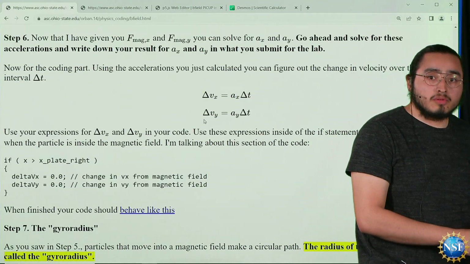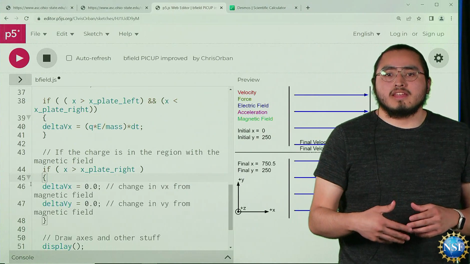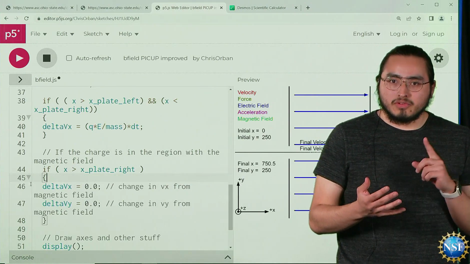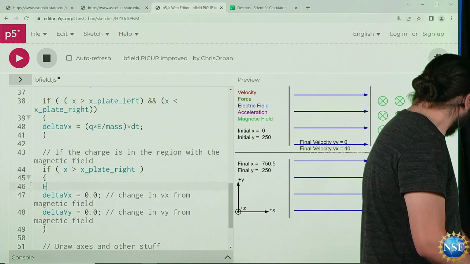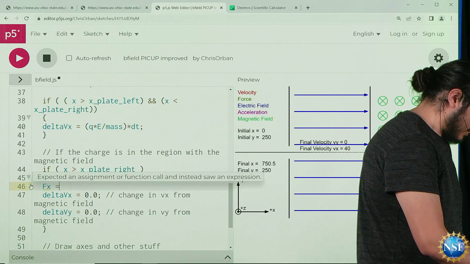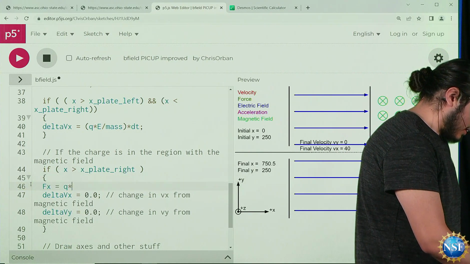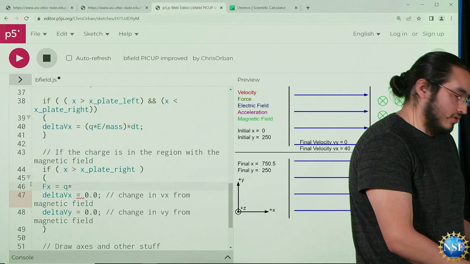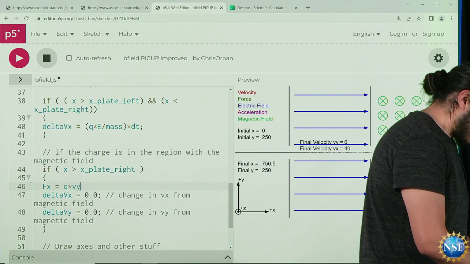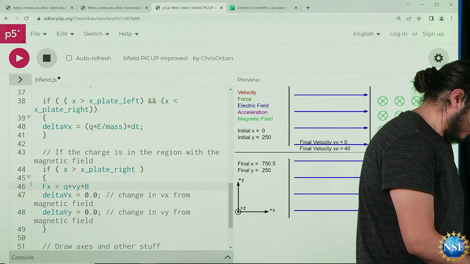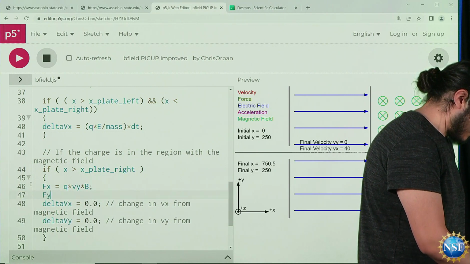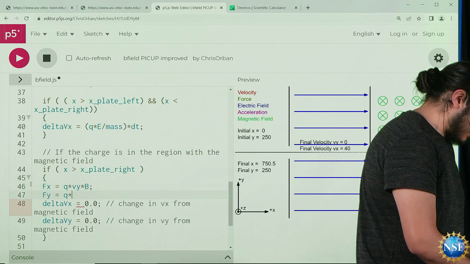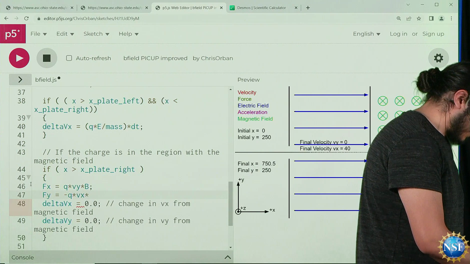So now let's go to our code and we'll put that in. We're going to write these in, but to make things a little clearer, we're going to define variables for the force in the x direction and for the force in the y direction. And so here we get Fx is equal to q, and if you need to know what it is, you can refer back to the exercise page, but I know it's Vy times the magnetic field B. And then I can't forget semicolons, then Fy is equal to q times, can't forget the minus sign, times Vx times B.